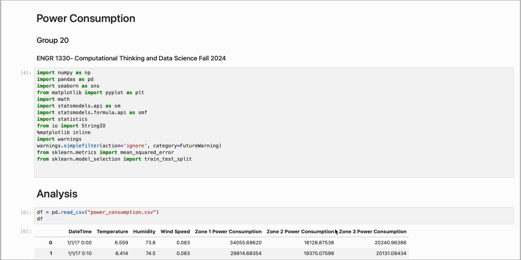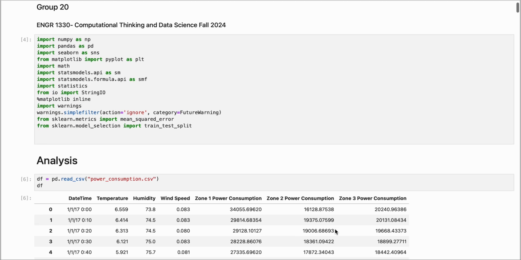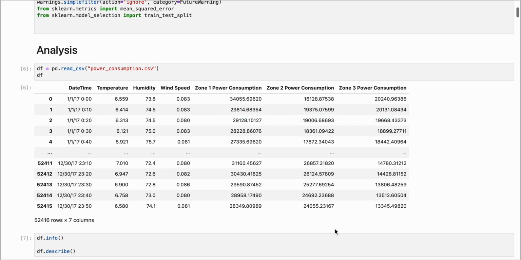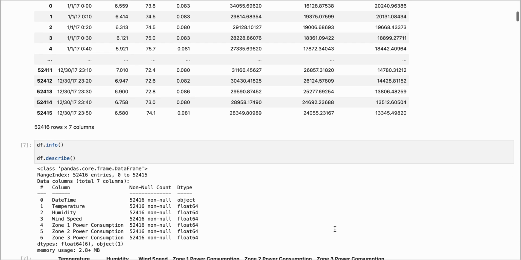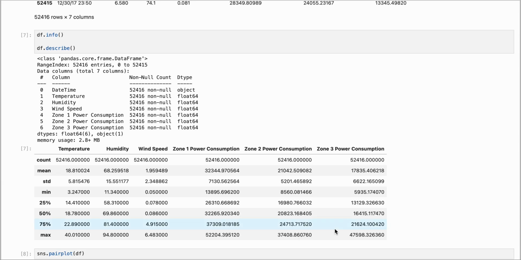For our group, we chose power consumption. We imported all of the things we needed for this project, like NumPy, Pandas, and Seaborn. For our analysis part, we imported our power consumption data, which was given to us. The first part is just a summary. It lets us know the beginning and our last data. Then we have our information. We run code for it to describe the data to us. So it's mostly a summary of our data.